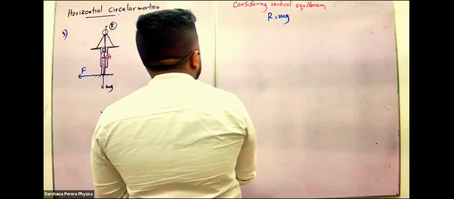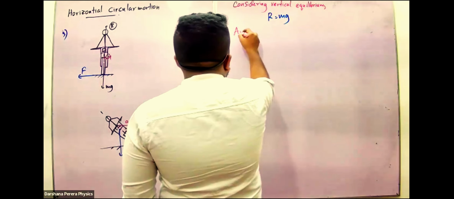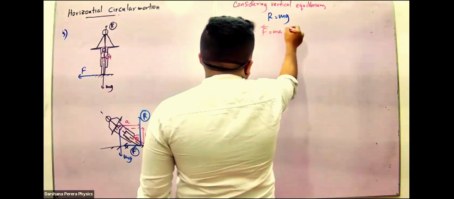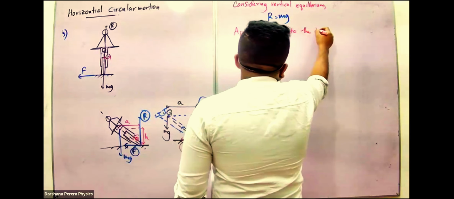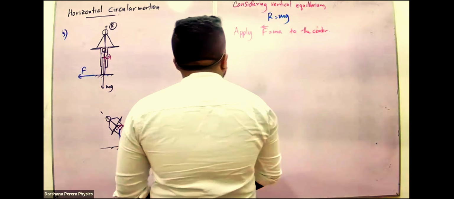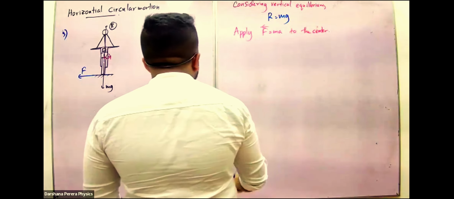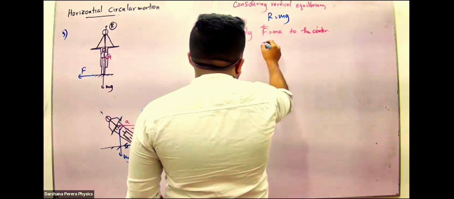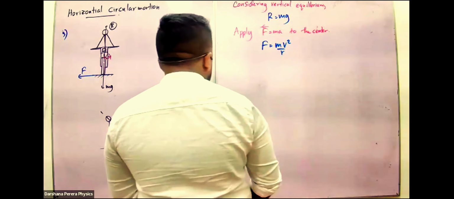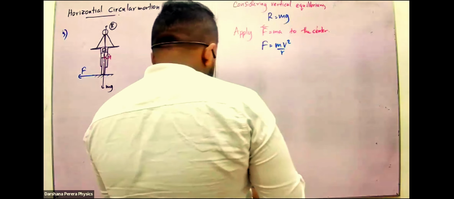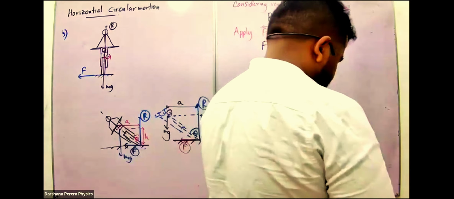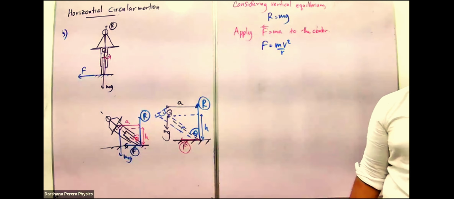Then we can apply F equals ma to the center. What do we get when we apply F equals ma? F equals mv squared over r. Right? In this case.